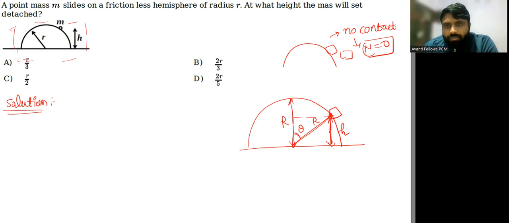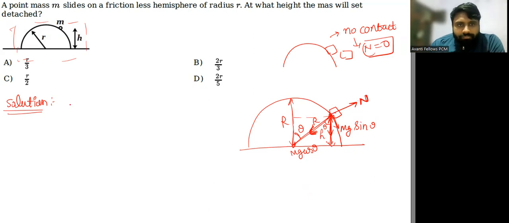So the weight of this block will act in the downward direction, which I am writing here as mg. If this angle is theta, this angle would become 90 minus theta, and this angle would become theta. So we can say that the component of mg in the radial direction is mg cos theta, and the component of mg in the tangential direction is mg sin theta. This is the tangential direction. And there is a normal reaction in the radial direction.